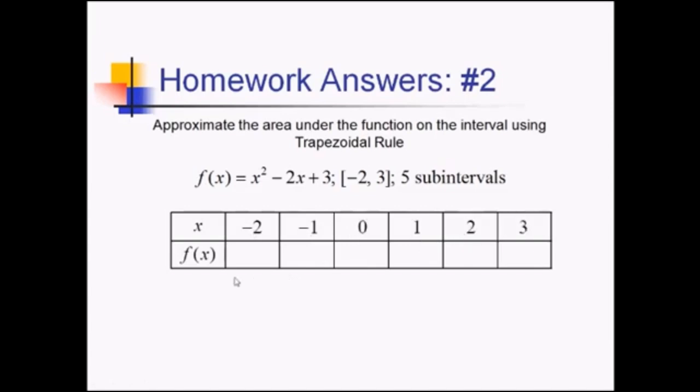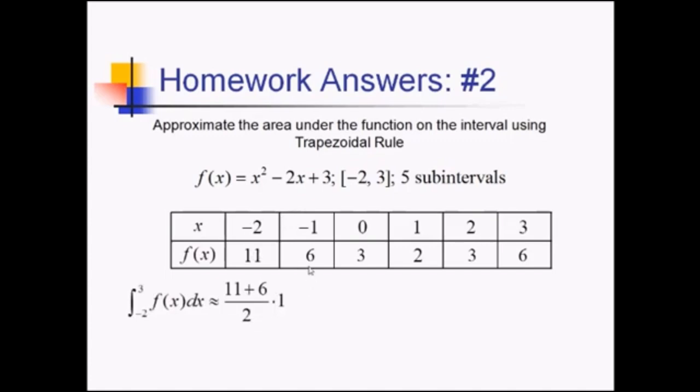So now for the y values, plugging in negative 2, we've got 4 plus 4 plus 3, that's 11. Plugging in negative 1, that's going to be 1 plus 2 plus 3, which is 6. 0 gives us 3 for an output. 1 is going to give us 2. 2 is going to give us 3. And 3 should give us 6. Let's see, we got 9 minus 6 plus 3. That is 6.